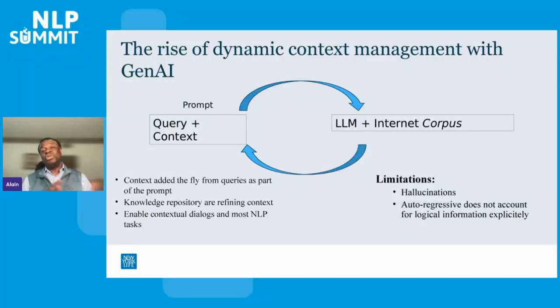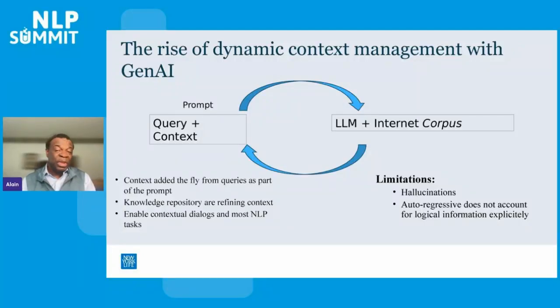And this is a new breakthrough we're having today with GenAI, where you can have context on the fly from the query that you have. Your knowledge repository is refining context as you use it right now, and you can have a richer dialogue. That is enabled by all of those internal representations in the LLMs based on the transformer technology. But you, as a user, can also create and constrain the context you have.